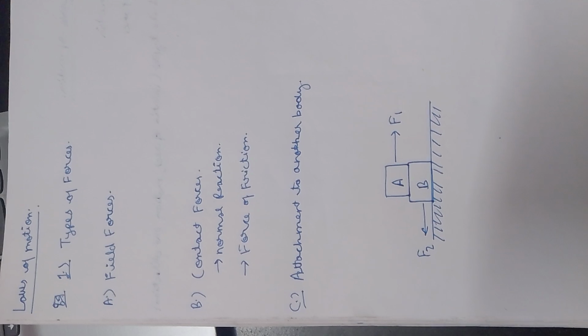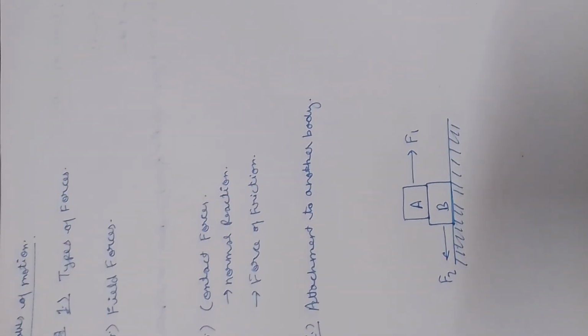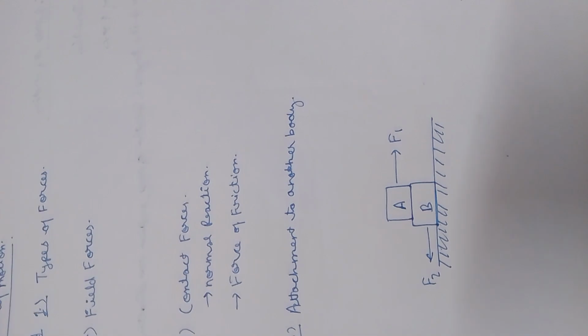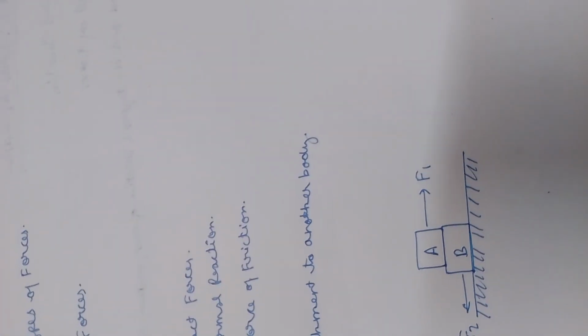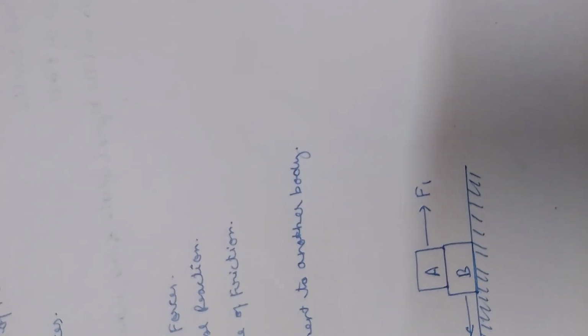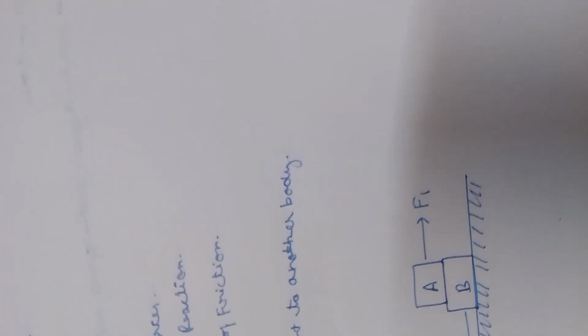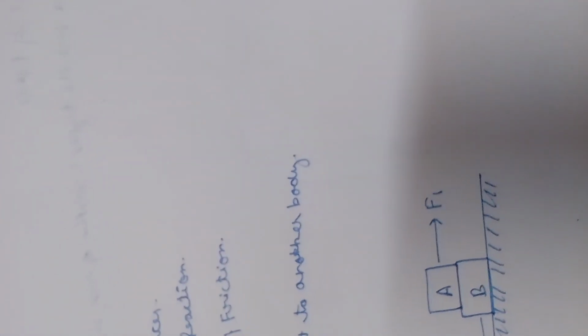The first type of forces is field forces. So what are field forces? These are the forces in which contact between two objects is not necessary. For example, gravitational force between two bodies and electrostatic force between two charges are examples of field forces. Gravitational force like weight, which is equal to mg of the body, comes in this category.